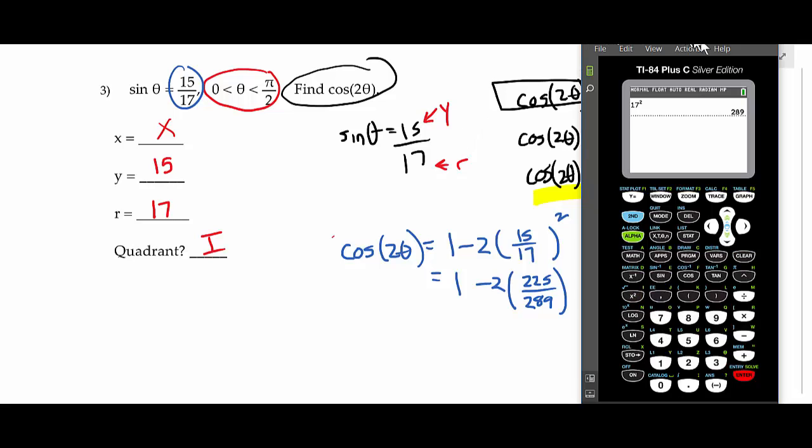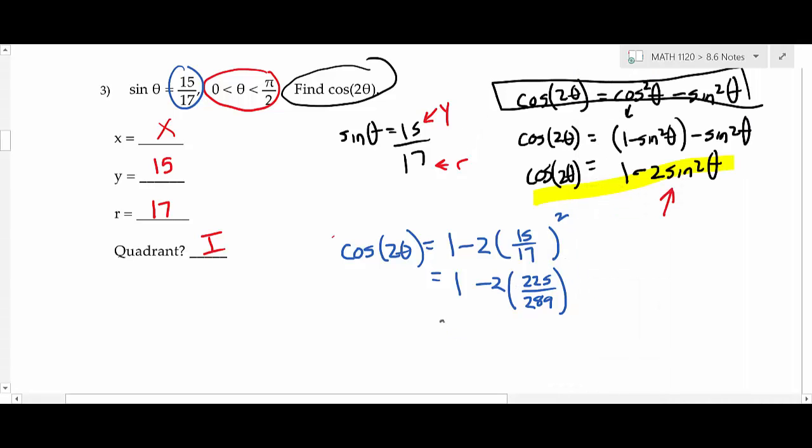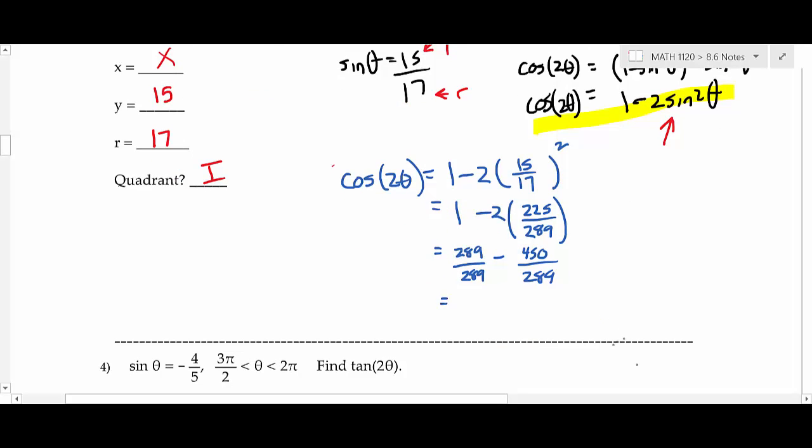There we go. Okay. So now let's get a common denominator, basically. I'm going to change the 1 to 289 over 289. I'm going to multiply this fraction straight across. So that's going to be 450 over 289. And then I can take my calculator, and then I got an answer to this problem.